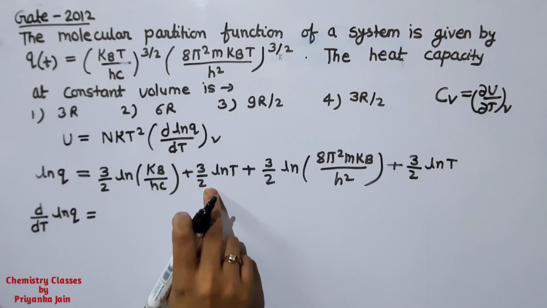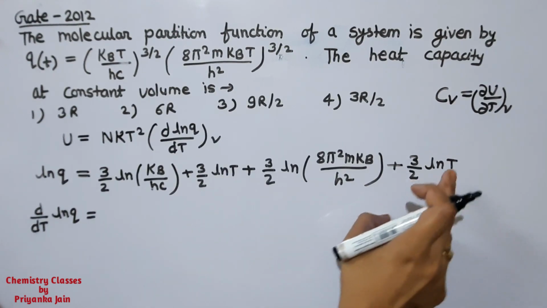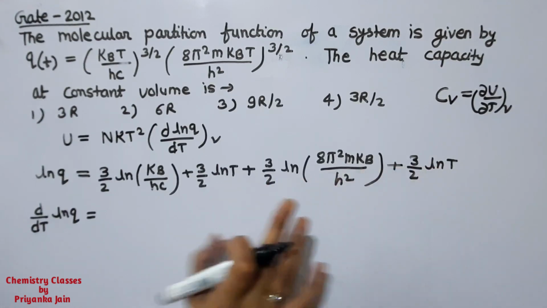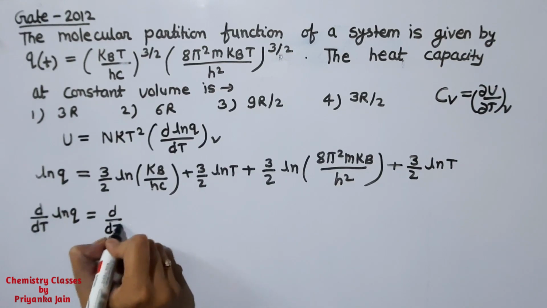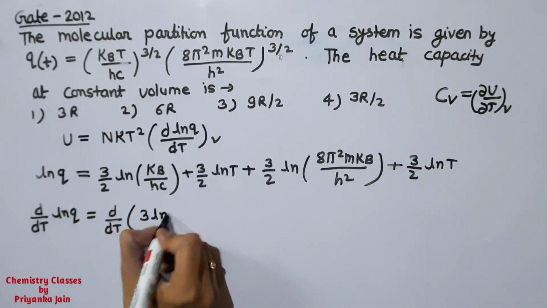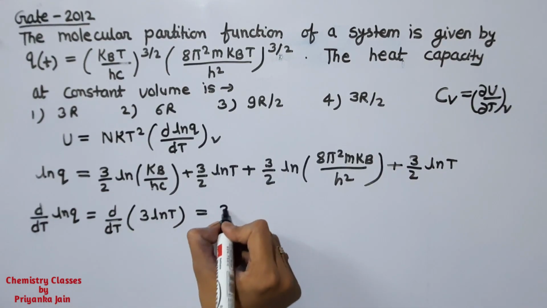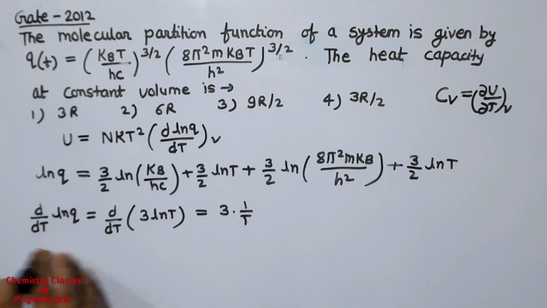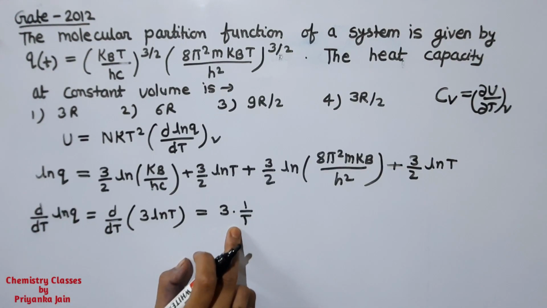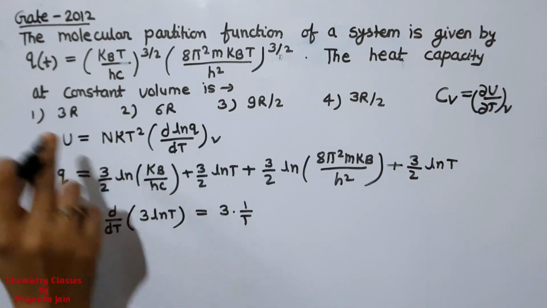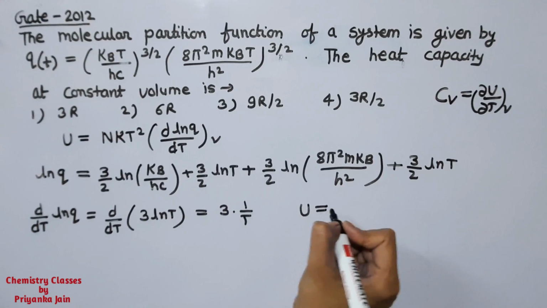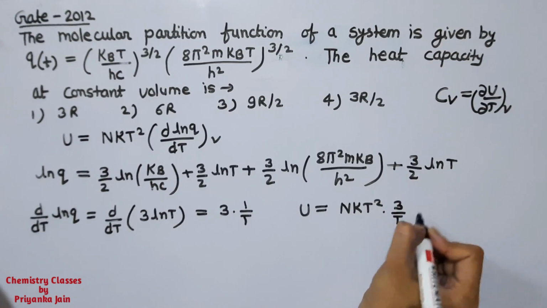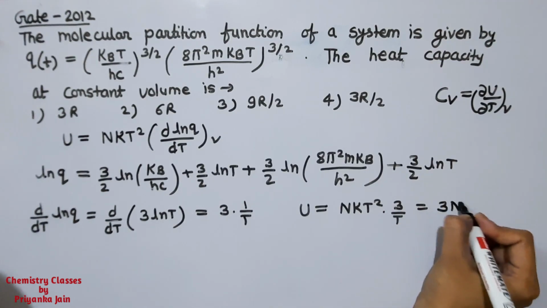This is our variable, this will also be equal to 0. This is 3 by 2 logarithm of t, this is 3 by 2 logarithm of t. When we sum them, we get 3 natural log of t, so we have to differentiate it. This will be equal to 3 into logarithm of t, its differentiation will be equal to 1 by t. So this value is 3 by t. Now we have to substitute this value in this equation. So we are getting u is equal to n kT square into 3 by t. So it will be equal to 3 n kT.